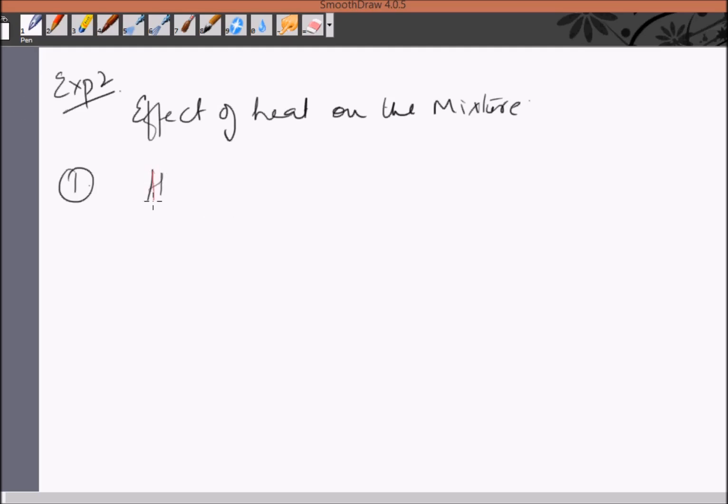Let's highlight this. Right? And we also conclude with this observation that it is neither attracted by a magnet nor soluble in carbon disulfide. Obviously, it is no longer a mixture, rather it is a compound now.